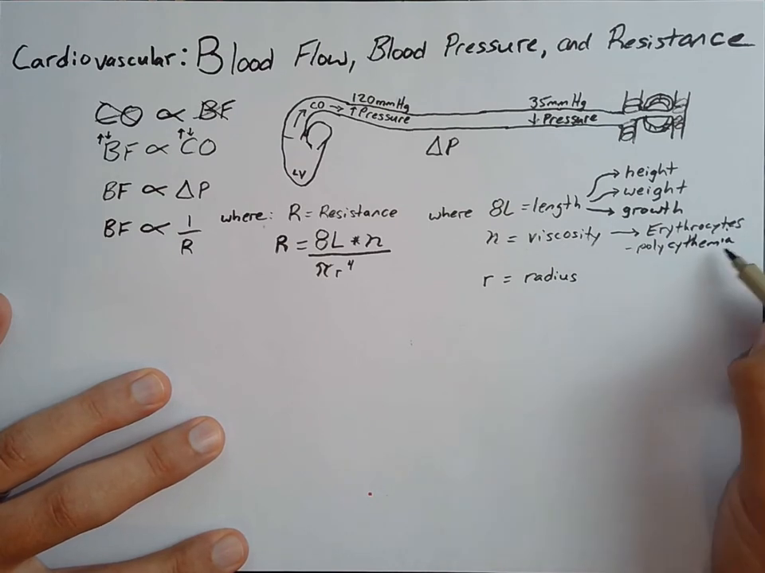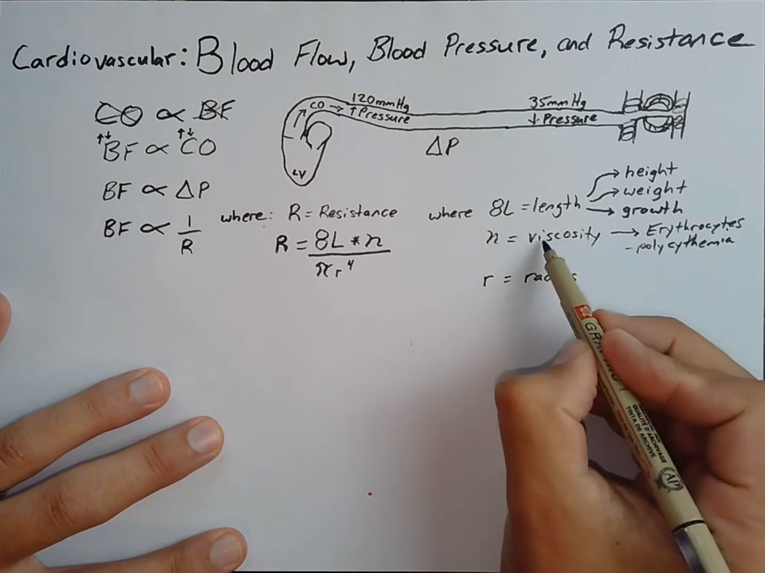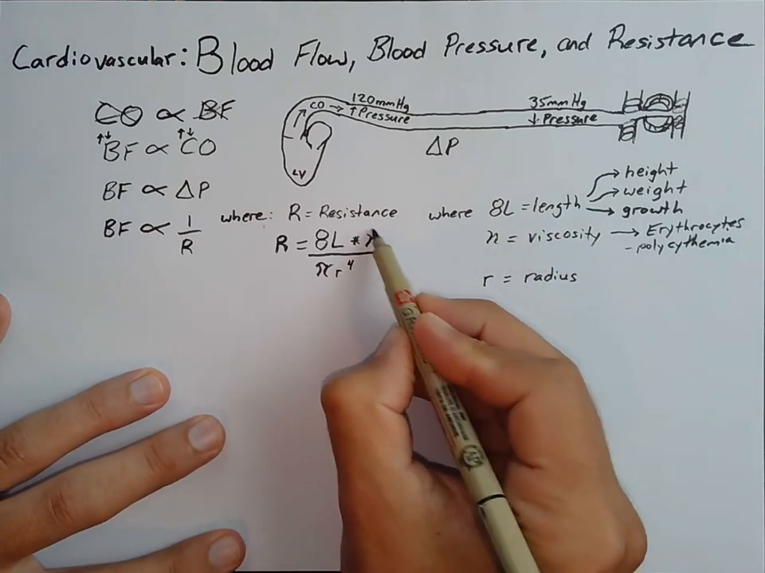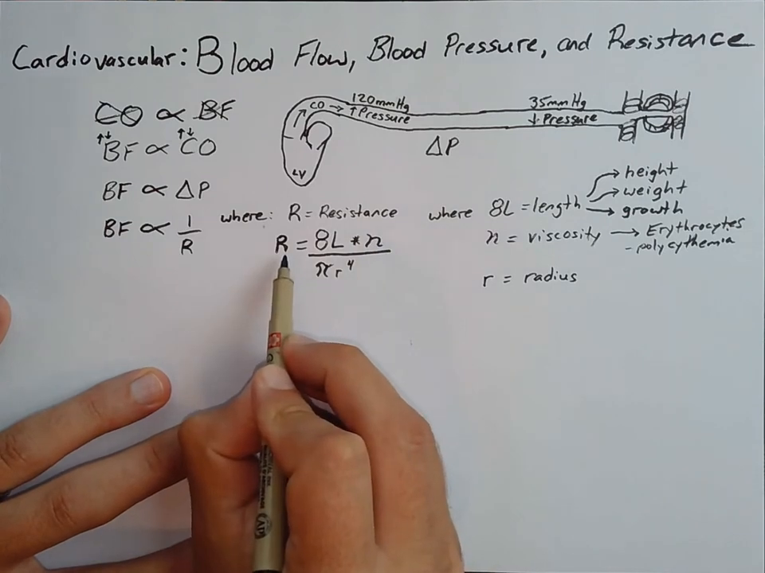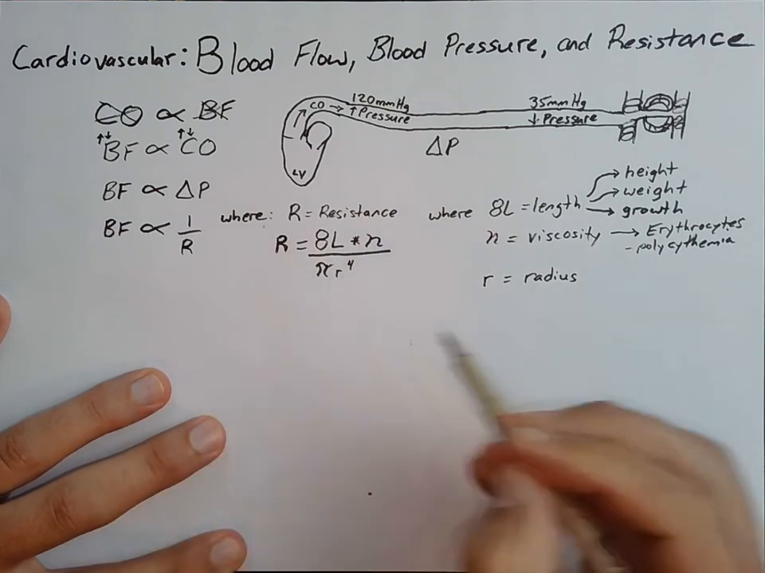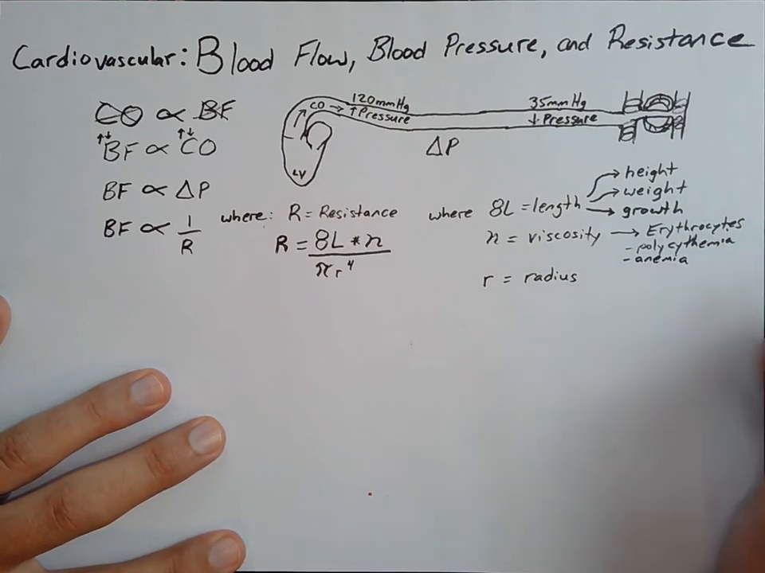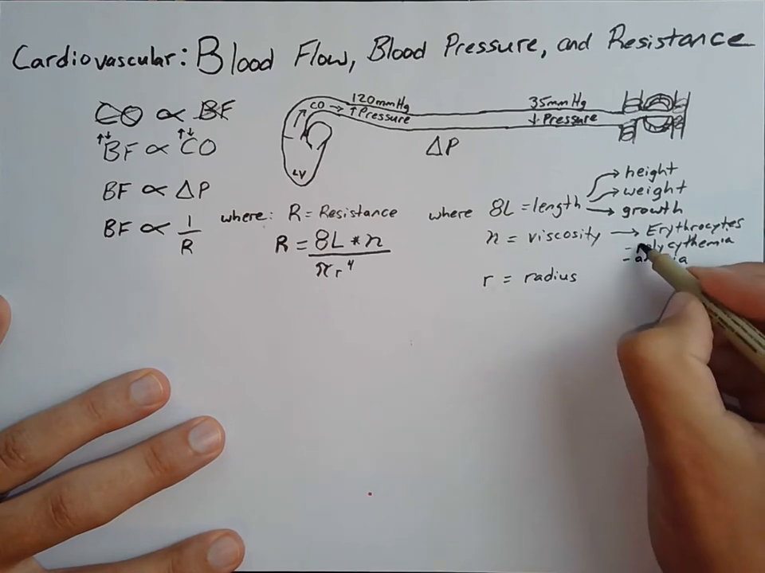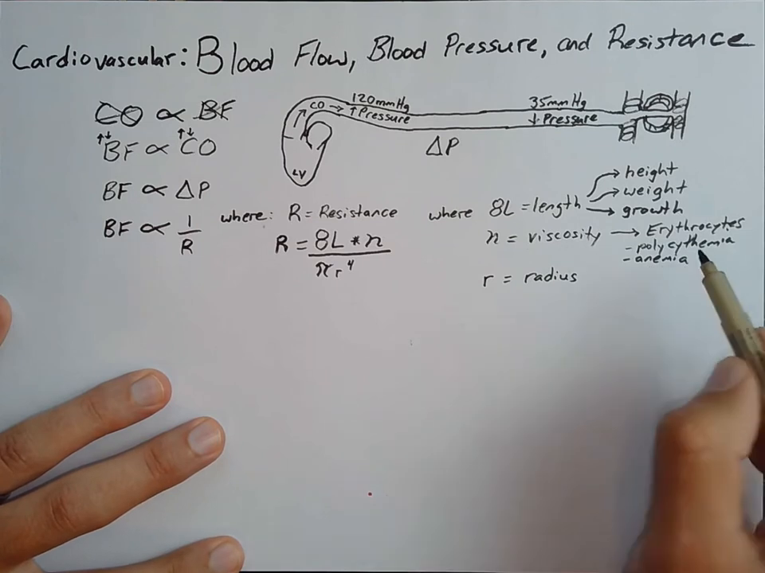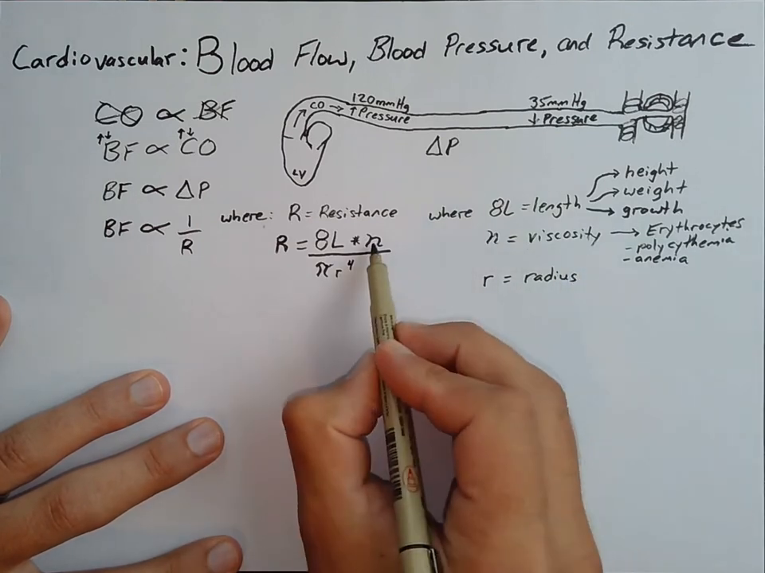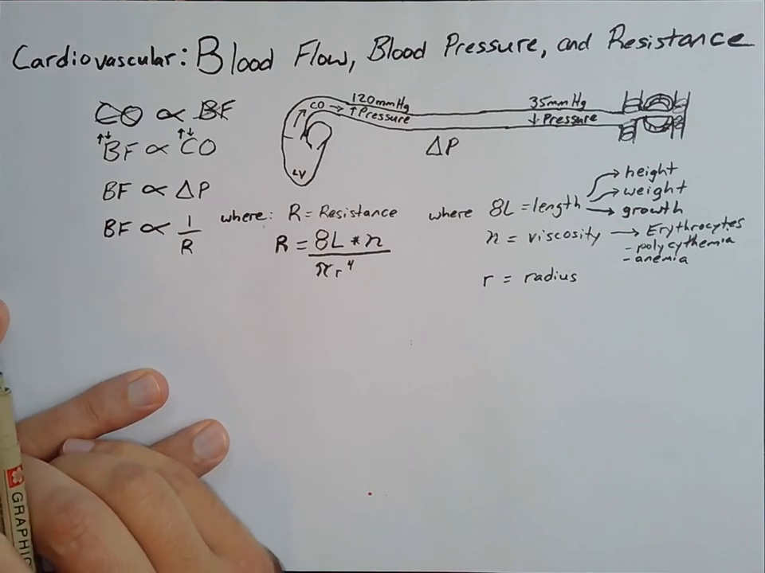Right? Somebody has polycythemia, more red blood cells, the viscosity goes up. As the viscosity goes up, right, we come over to this equation, as the viscosity goes up, resistance is going to go up. What about a patient with anemia? Right? Typically anemia, especially if it's an erythrocyte related, anemia is going to end up decreasing the viscosity. If you decrease the viscosity, you decrease that resistance.